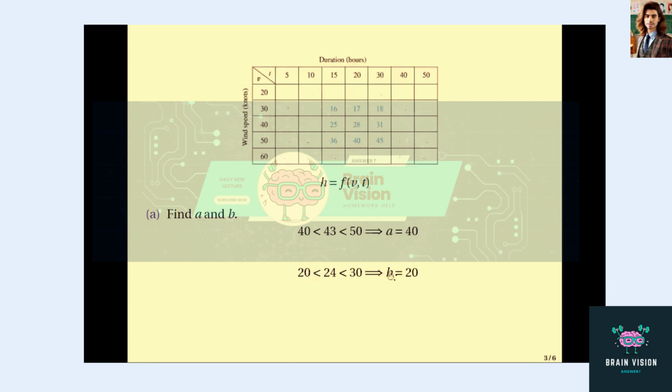Substituting these values, we now have the following linearization. f of 43, 24 is approximately 28 plus 3 times f sub v of 40, 20 plus 4 times f sub t of 40, 20. Here, 28 is the value of f at 40, 20. The 3 came from 43 minus a, so 43 minus 40, which is 3. And the 4 came from 24 minus b, and b equals 20, so 24 minus 20.